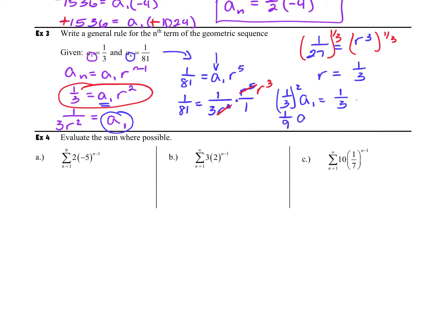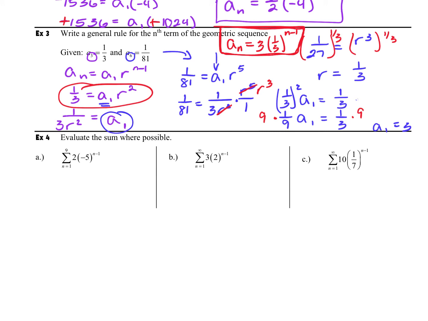So I have 1/9 a sub 1 equals 1/3. And now it's a little easier to see that what we're going to do is multiply both sides by 9. So that's going to get me a first term of 3. Okay, so now I can go ahead and write my final equation. I'm going to write it up here because it got a little messy for you. I'm sorry. A sub n, my first term is 3. My ratio is 1/3, and this is to the n minus 1. So that's going to be our final rule. Sorry, this got a little bit messy, guys.